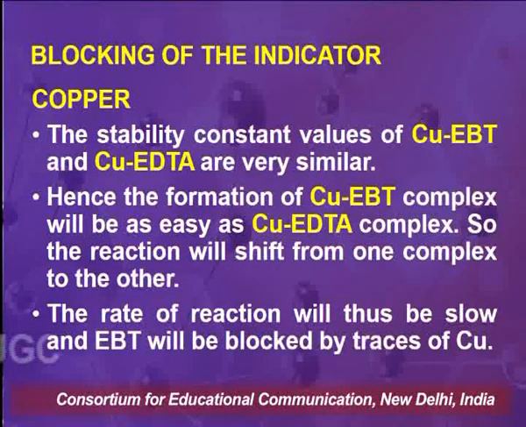Similarly, in the case of copper, the stability constant values of the copper EBT and copper EDTA complexes are very similar. Hence, the formation of the copper EBT complex will be as easy as the formation of the copper EDTA complex. So, the reaction will shift from one complex to another. The rate of reaction will thus be very slow, and EBT will be blocked by traces of copper in the solution.